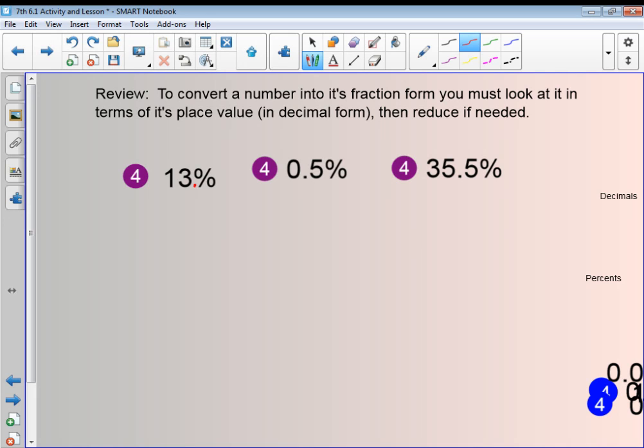The decimal not shown on this 13 means it's there. 1, 2. This is the same as 0.13. So I would write 13 over a 1 with 2 zeros. So 13 hundredths. Okay, you have to remember to convert it away from the percent.